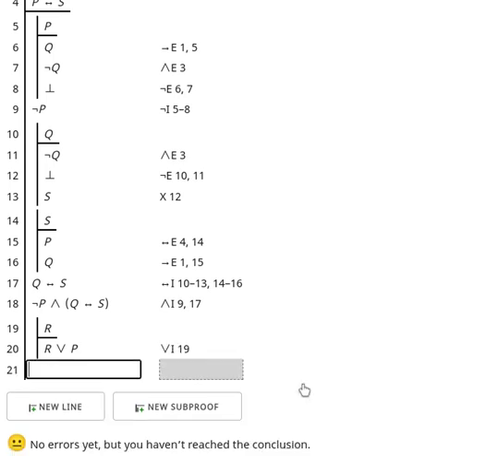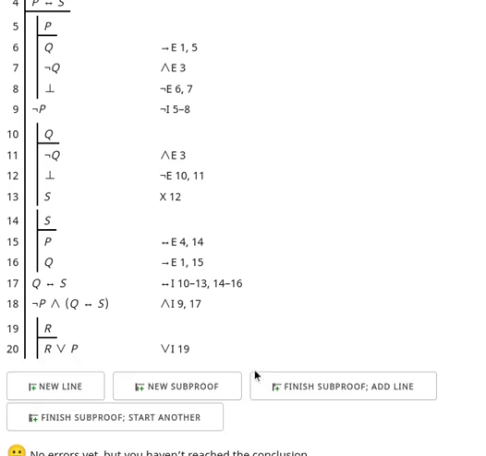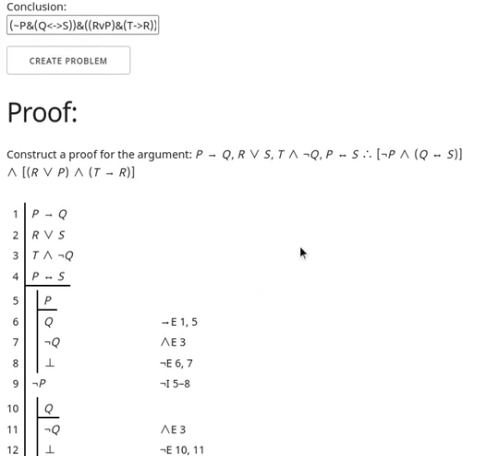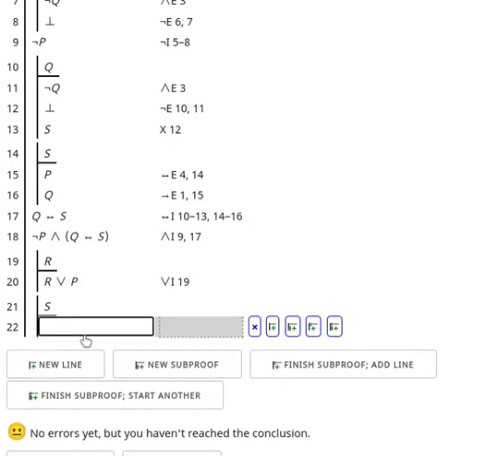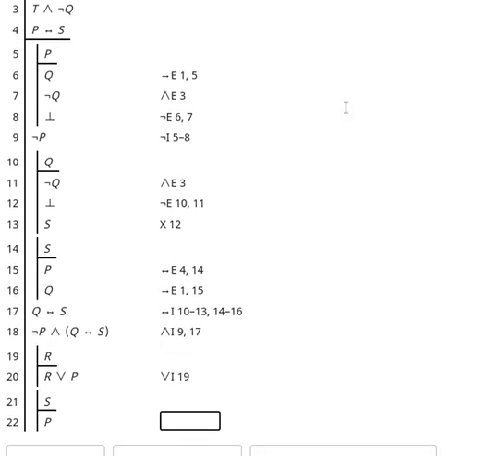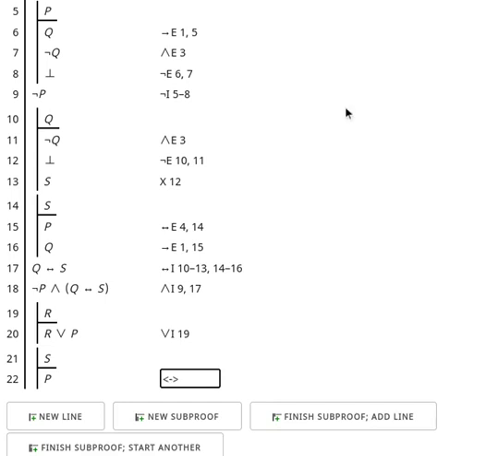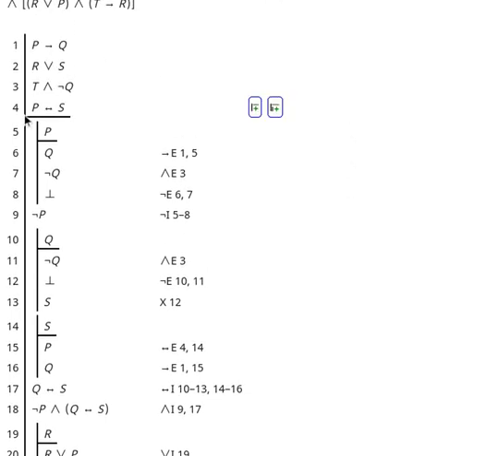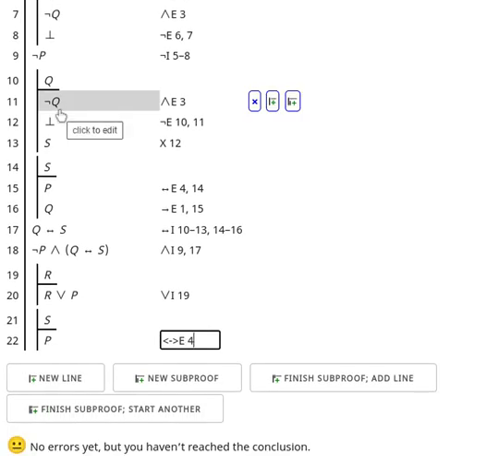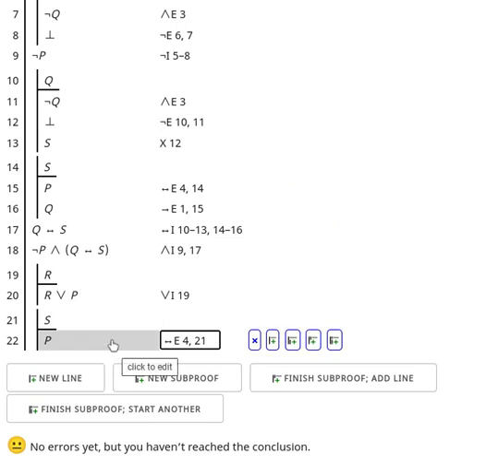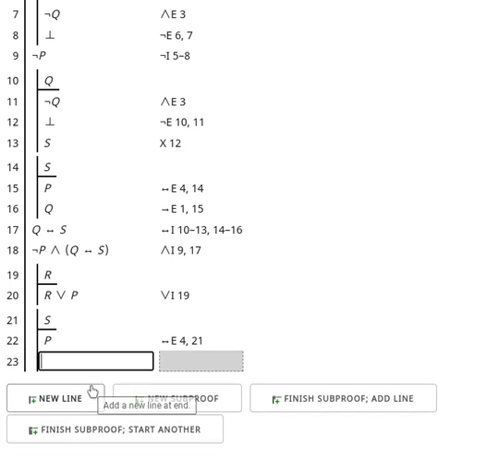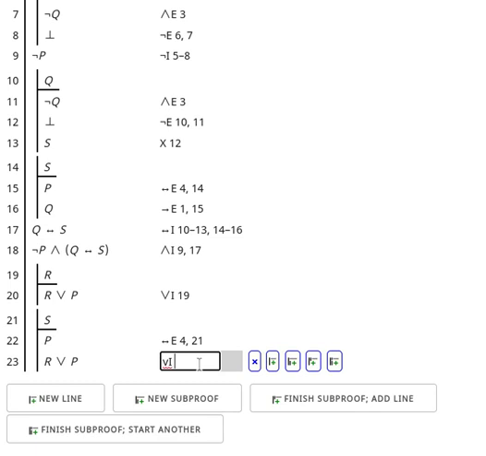We need another subproof for the other case. Oh, we don't want to add, we want to start another subproof right away. The other case is S. So if S is the case, then we have P, and that follows from P if and only if S. So that is biconditional elimination on line 4 and 21. Okay, once we have P, we can get R or P again. R or P. And that is going to be disjunction introduction on line 22.